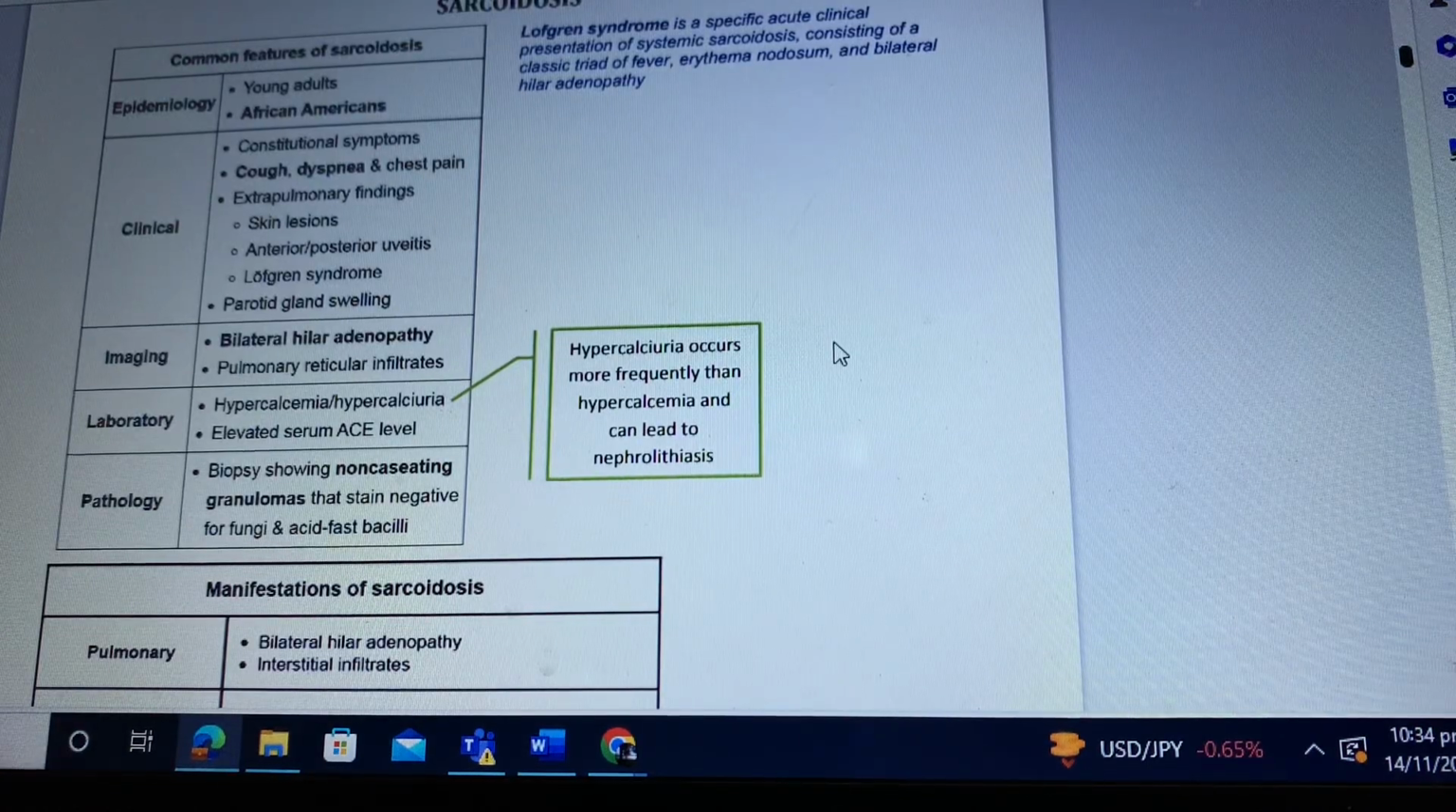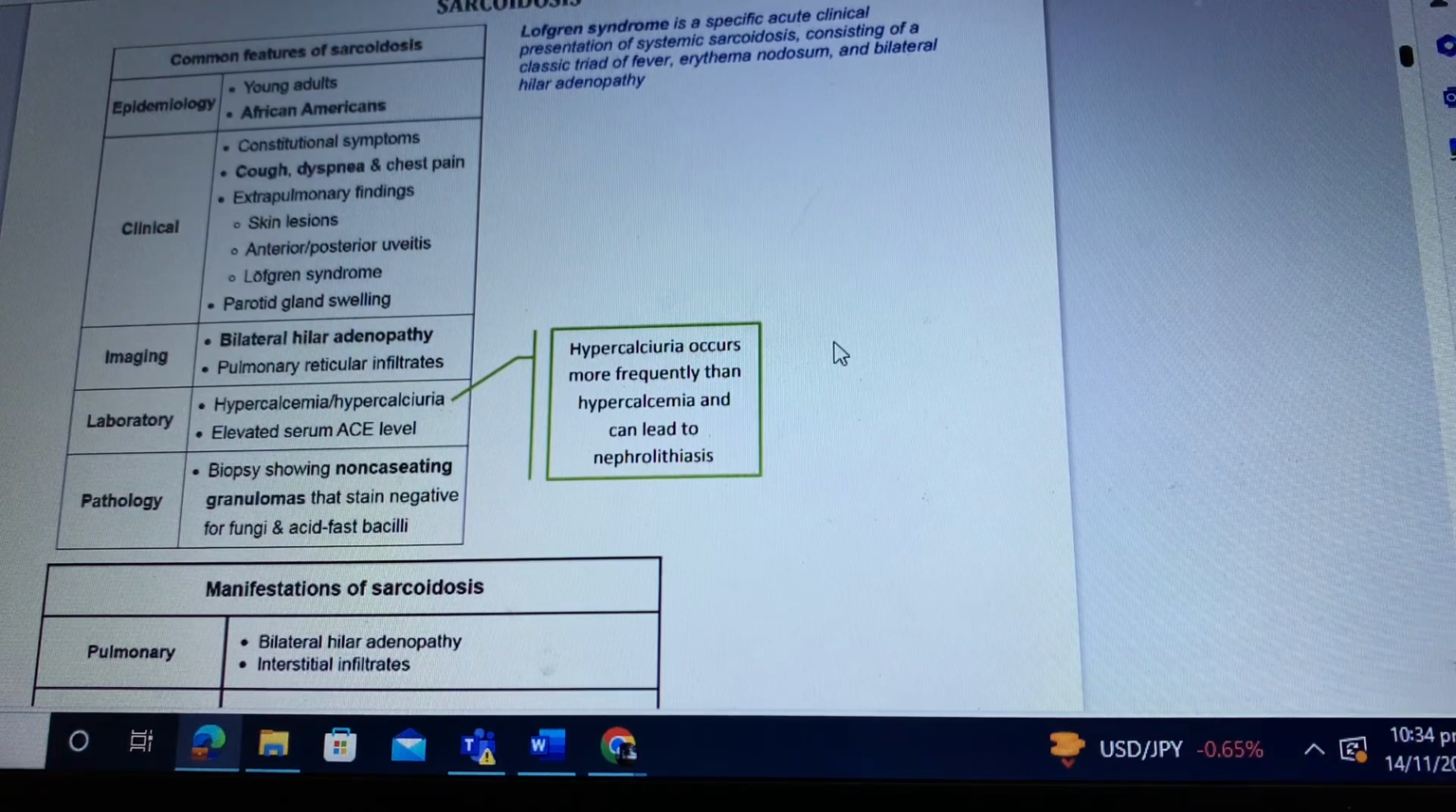So today I'm going to give you a quick review of pulmonology and the most important topics in this chapter. We'll start with sarcoidosis. Sarcoidosis is a condition most prevalent in African Americans and usually in the young adult population. It presents with constitutional symptoms like fever, cough, dyspnea, and chest pain.